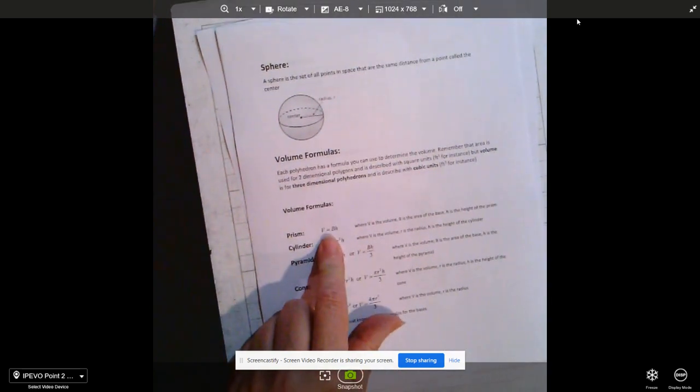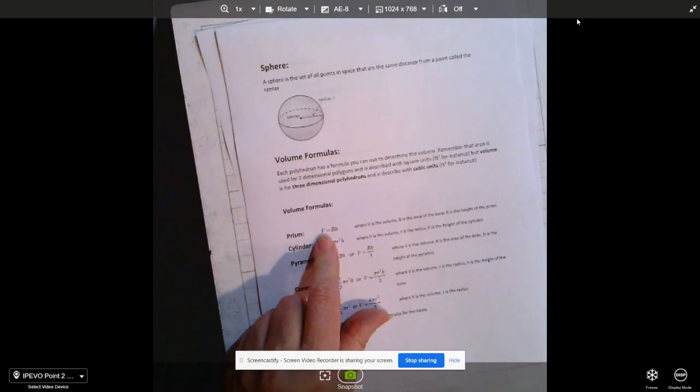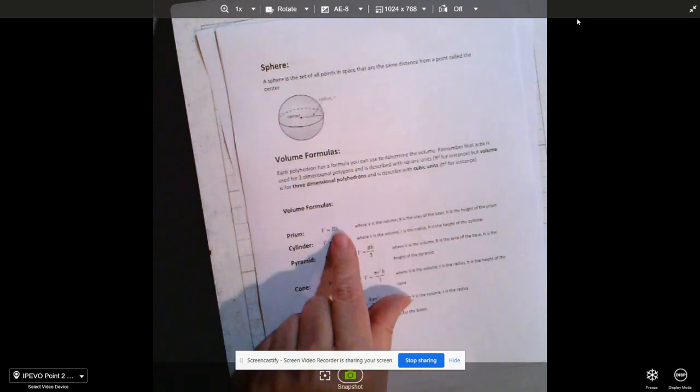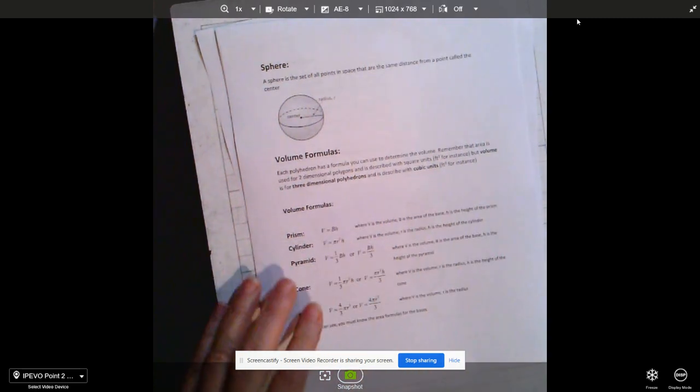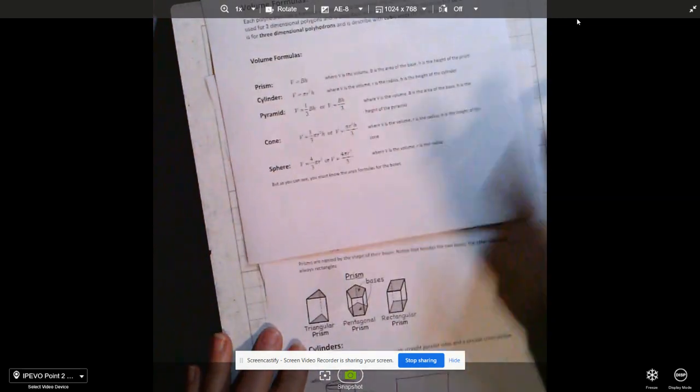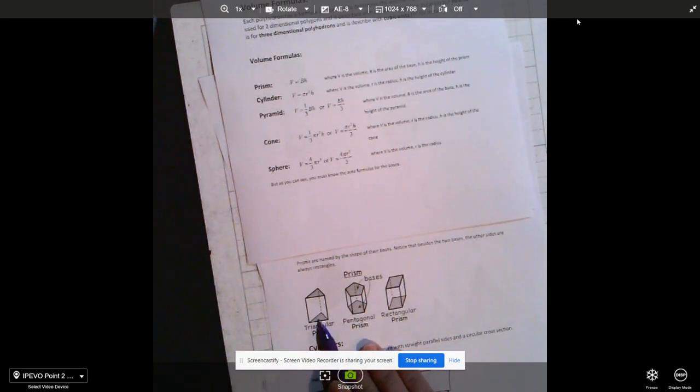For a prism, the formula is the volume equals capital B, which stands for area of the base, times the height. So now we need to know the area of the base. Well, because the base could be anything, right? I'd need to find the area of this two-dimensional base, a triangle, or the pentagon, or the rectangle.